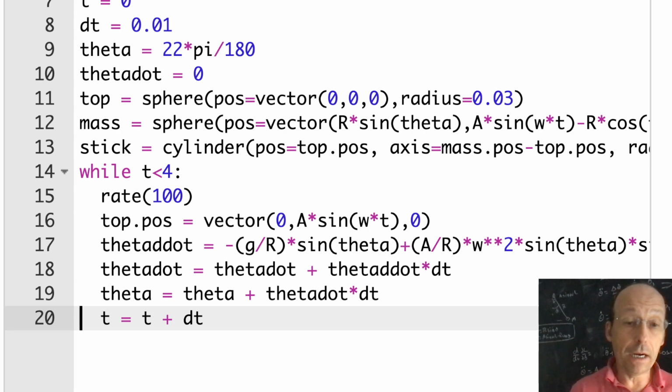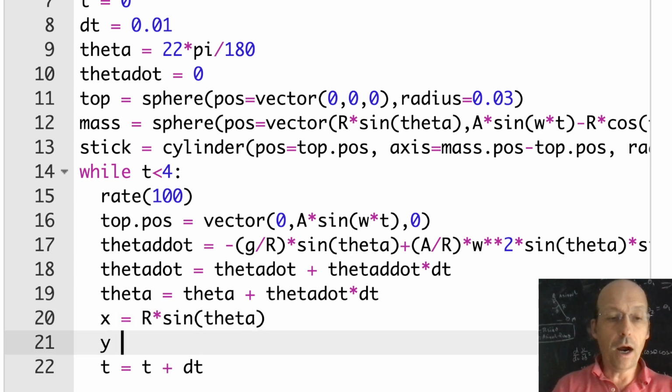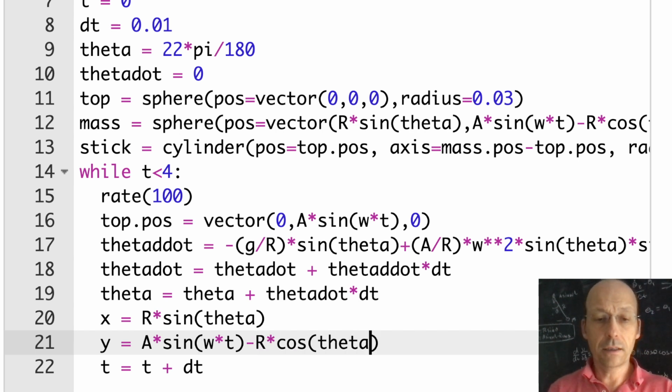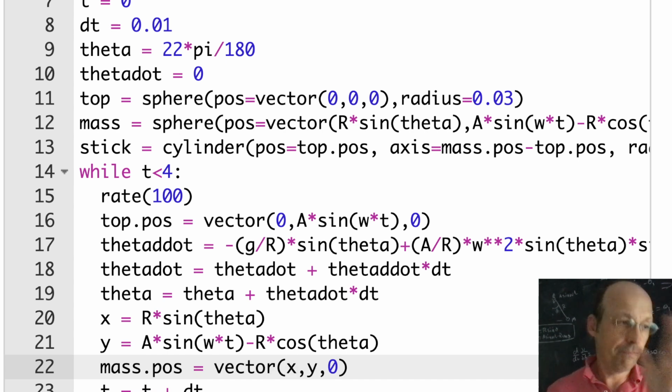Now I can move my stuff, right? So I need to move my mass, so the position of the mass. If you want, I could just say x equals r times sine theta. Y equals a times sine omega times t minus r times cosine theta. And then mass.pos equals vector x, y, 0.